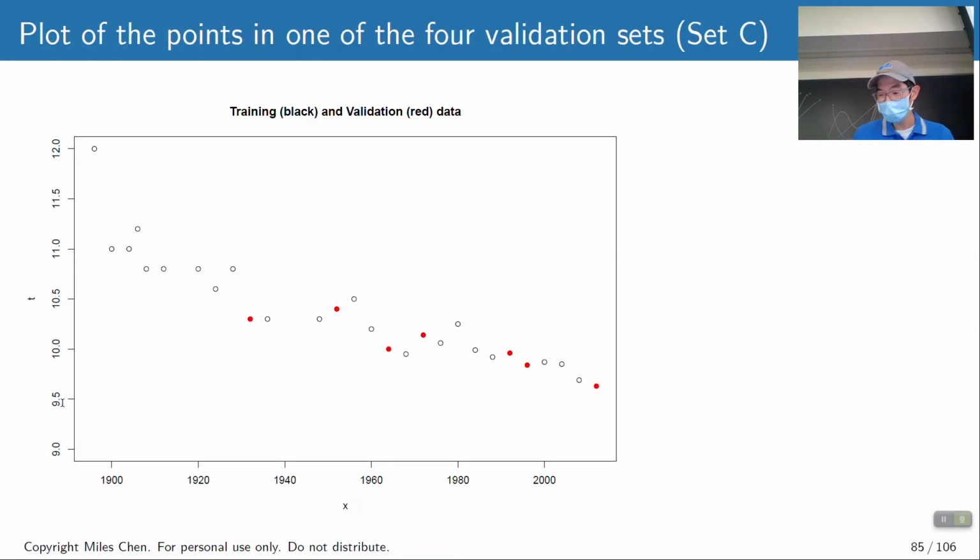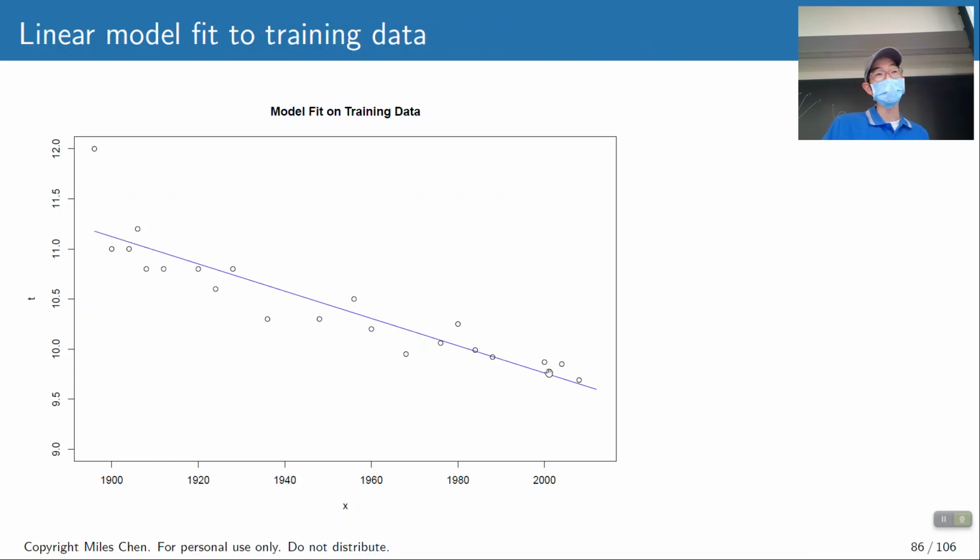Okay, so let's take a look at how this actually performs. So here is the data, and my 7 data points in this particular validation set. I arbitrarily chose validation set C, and these 7 points in red are the validation points. So we're going to say, okay, let's remove these 7 red points. So this is the training data, and let's fit a straight line to this training data. Now that I've fit a straight line to the remaining 21 points, we're going to say, how well did you predict on the 7 points?